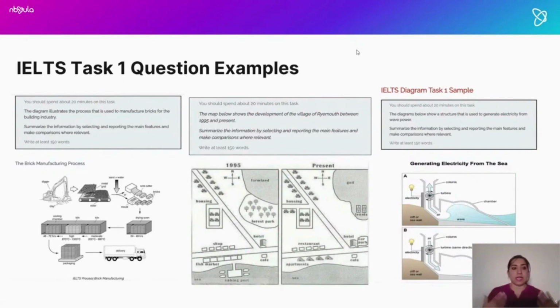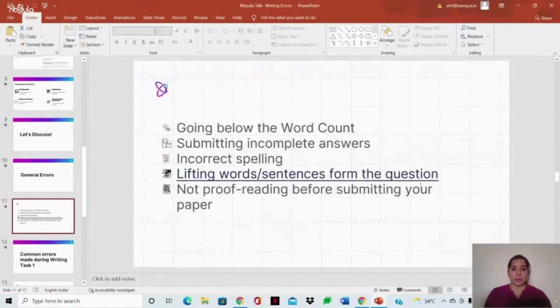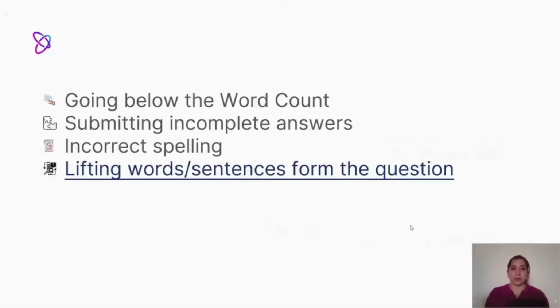You can say the diagram explains the way in which bricks are made for the building and or construction industry. So we've just changed the word illustrates, and we've changed the way in which bricks are made. We've kept that sentence. So that's how we can avoid lifting words and sentences from the question. And the tip is to paraphrase. So learn how to paraphrase, learn synonyms, learn different ways of writing your answer and not lifting from the question.